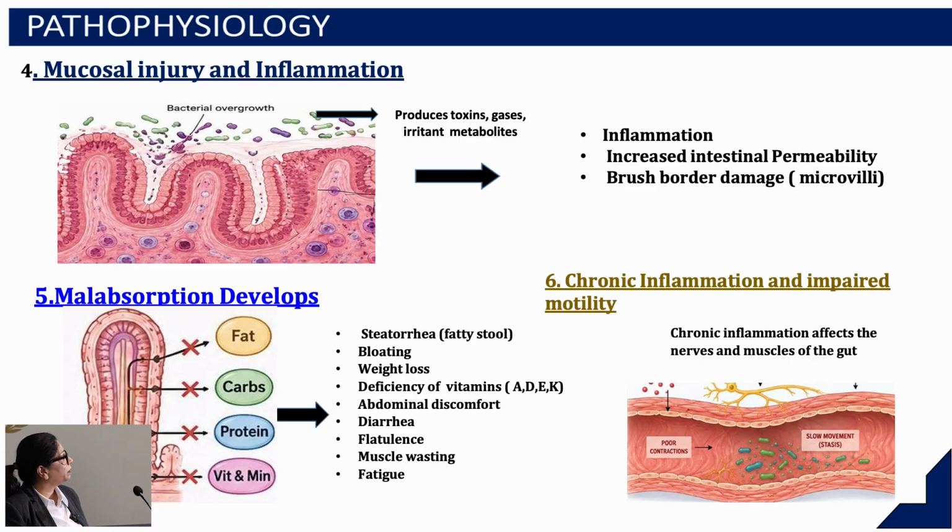Lastly, chronic inflammation and impaired motility. Whenever there is a chronic inflammation, this affects the nerves and the muscles of the gut, which results in poor contraction and slow movement. So this cycle keeps repeating.